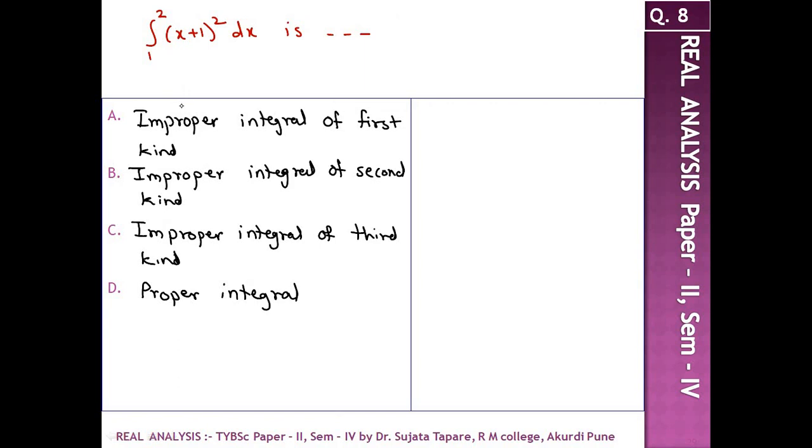The integral from 1 to 2 of (x plus 1) whole square dx is, observe here the limits are finite, so it cannot be of the first kind. It can be of the second kind, but here the function (x plus 1) whole square is a polynomial function, hence it is bounded. It is bounded as well as the limits are finite, so it is a proper integral, not an improper integral.